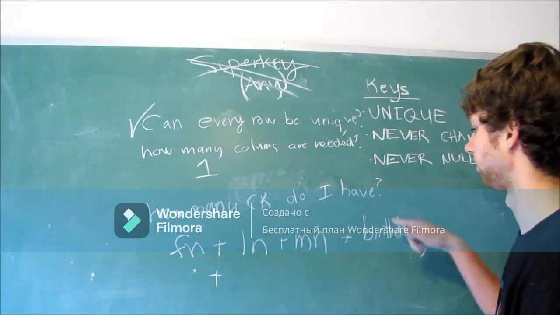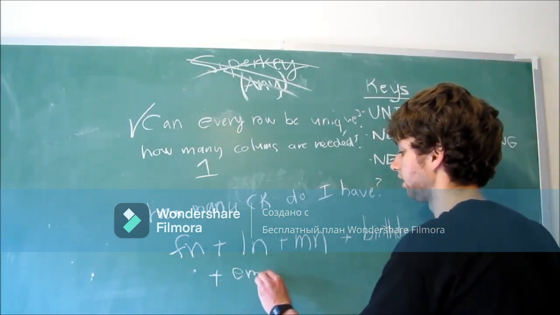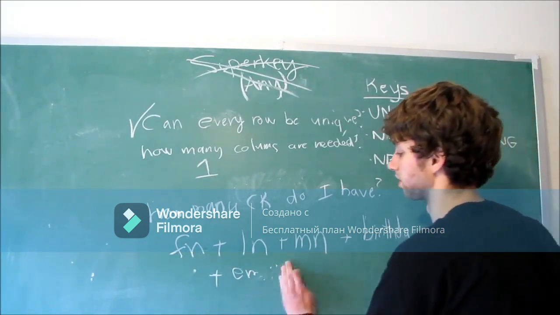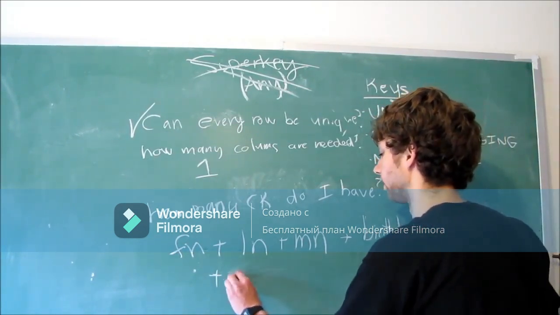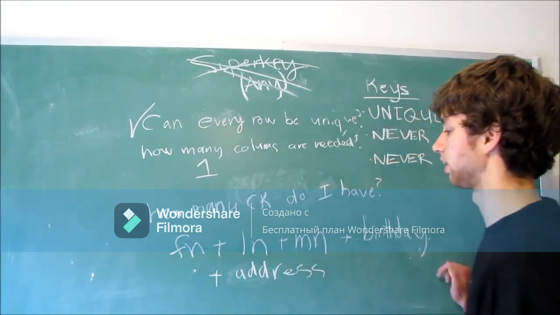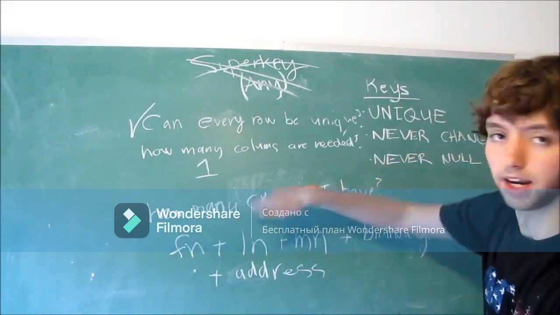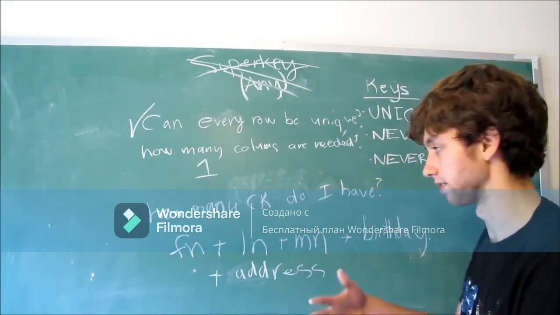I guess 1, 2, 3, a fifth column. We could make it email. Or we could do something such as address. Alright, let's go with address. This could be a candidate key because we have first name, last name, middle name, birthday, and address. They all have to be unique as a whole.